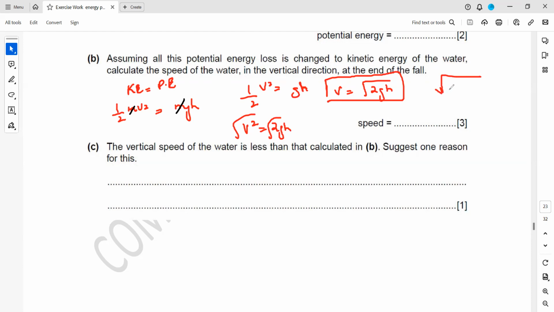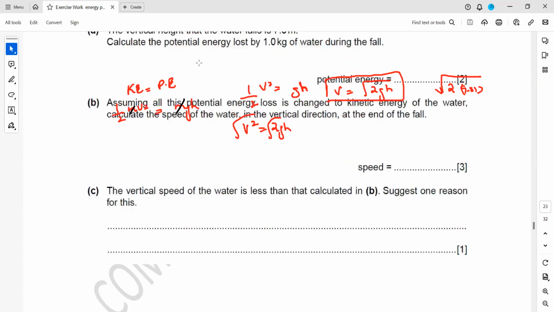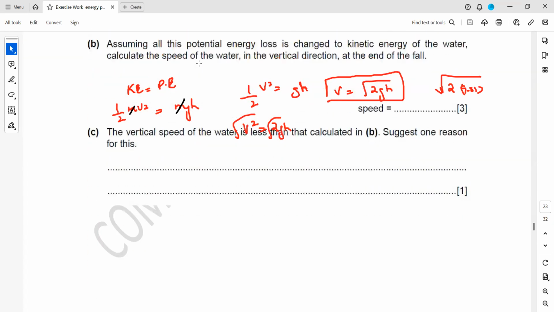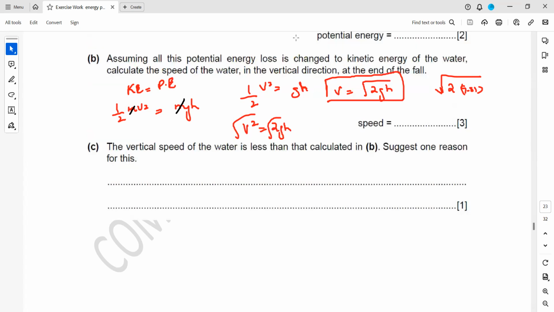So this will be the square root of 2 times the gravity, 9.81, times the height from which it falls. That was given in the beginning of the question: it falls from a height of 7 meters. So we'll use the same 7. Just substitute 7 and you will get the speed at which this water is falling. If there was no loss, it's about 12 meters per second.